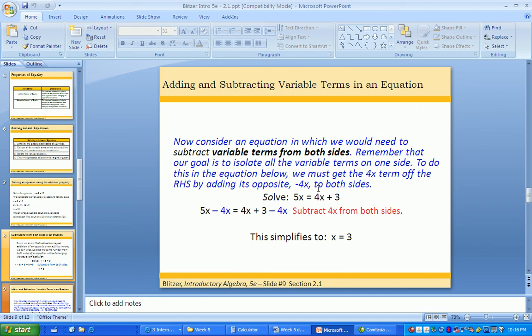How can we make that equal to 0 on this side? Well, we subtract 4x. So if we subtract 4x from this side, we have to do the exact same thing to the left. So here we go, we see a minus 4x. Now we can simplify this. 5x minus 4x is equal to x. 4x minus 4x is equal to 0. And we've got a plus 3. x is equal to 3 is our answer.